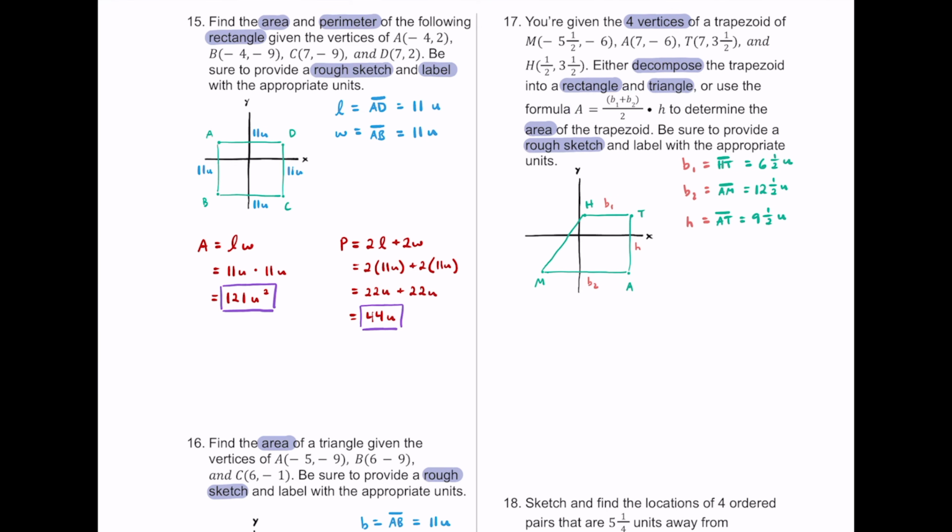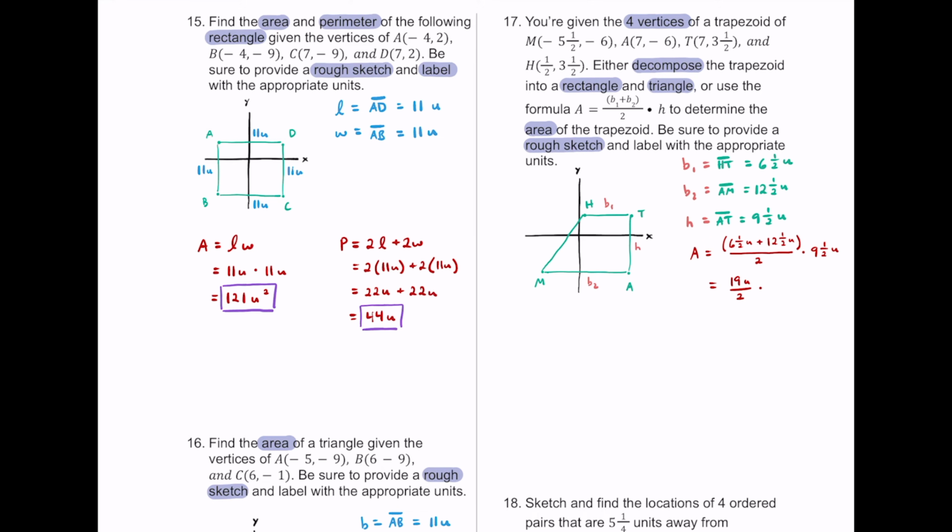we can go ahead and plug it in. So I'll go ahead and do that first here. So the formula is area is equal to B1 plus B2, so B1 is 6.5 units plus B2, which is 12.5 units. That's B1 plus B2, that's over 2, and then multiply that by the height, which is 9.5 units. On top, 6.5 plus 12.5, that's going to be 19. So it's going to be 19 units over 2 multiplied by 9.5 units.